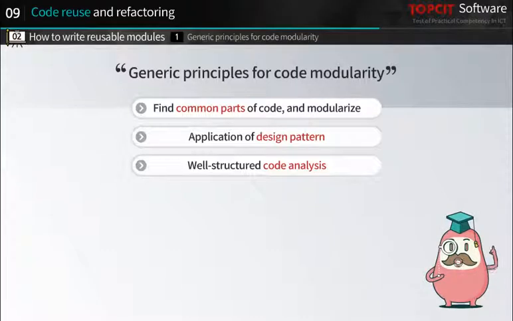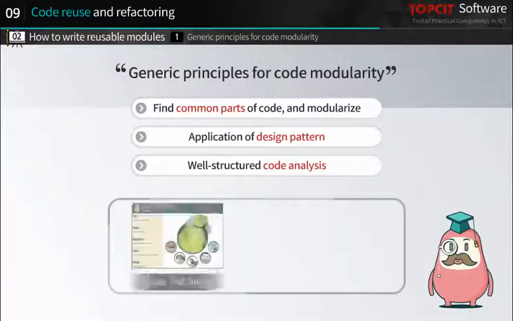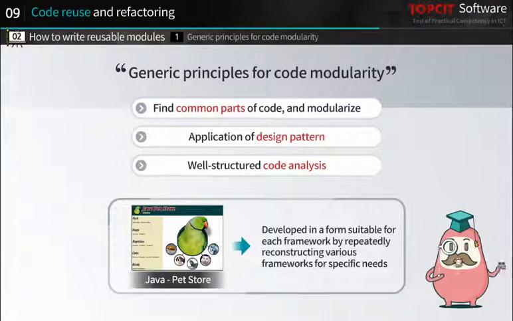The following is an analysis of well-structured code. Well-structured code modularizes common parts and applies appropriate design patterns to provide the right code. Pet Store, a blueprint previously presented by Sun Microsystems at JavaOne, has not only well-crafted source code, but it has also been developed in a form suitable for each framework by repeatedly reconstructing various frameworks for specific needs. So of course, well-structured code that has evolved is a good place to analyze and follow.